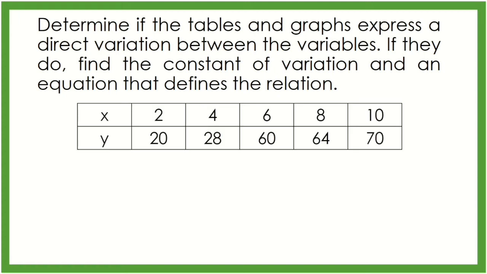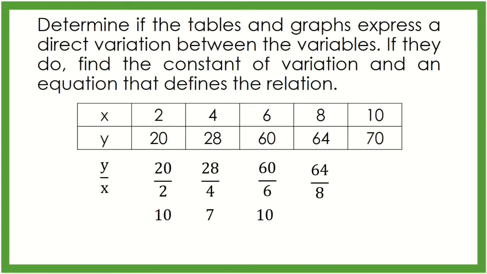This is the given table of values. So, to determine if this is a direct variation, kunin natin ang ratio ng y and x. Okay, so we have 20 over 2, that is 10. 28 divided by 4 is 7. 60 over 6 is 10. 64 divided by 8 is 8. And 70 divided by 10 is 7.